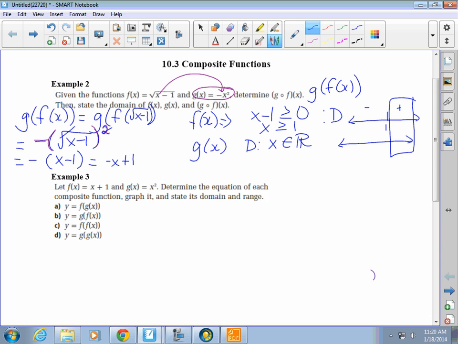So for the composite function g, and it's more of an open dot, it's not a dot, because if you just did a dot, that would be a multiply. So the composite function g of f of x has the domain x is greater than or equal to 1, and x is an element of real numbers.